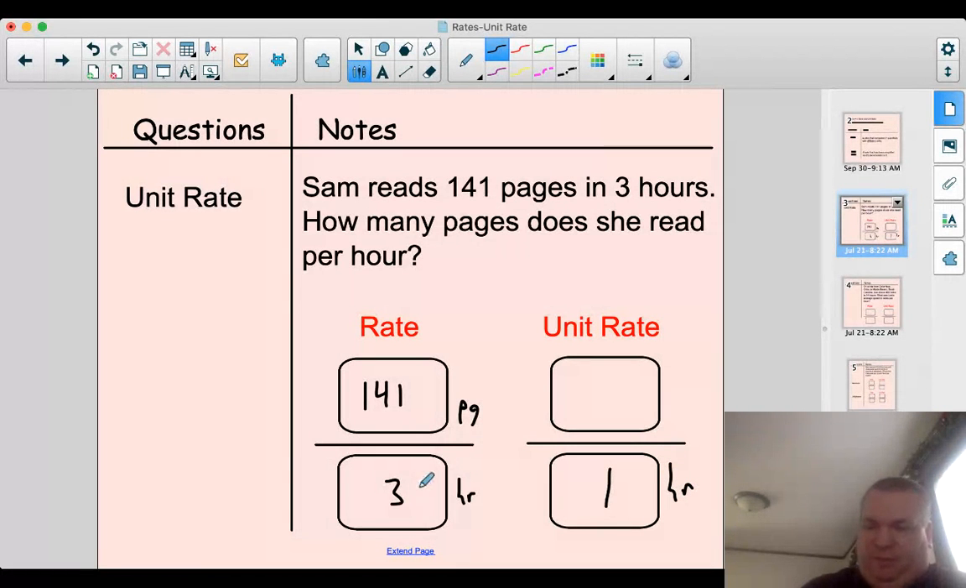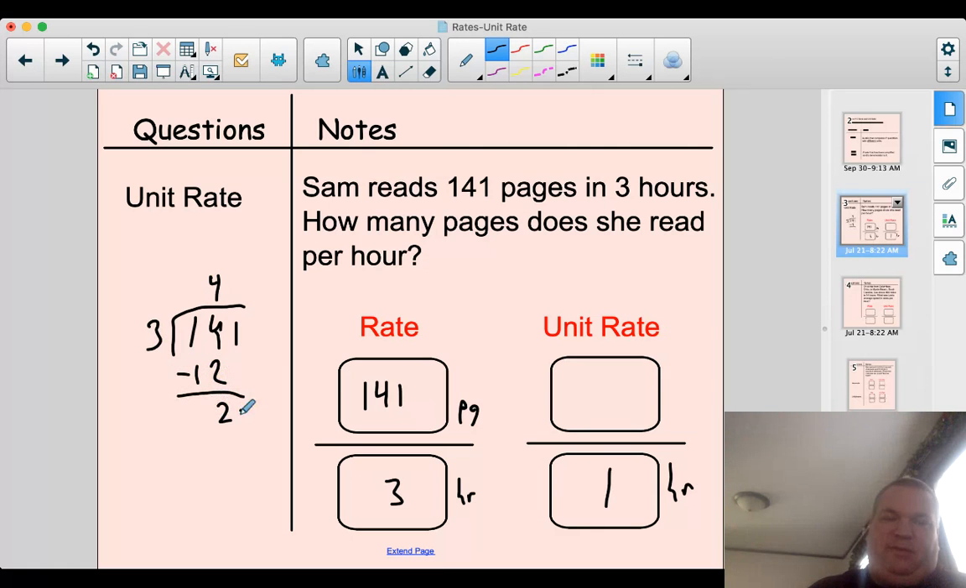In order to get from 3 to 1, remember what we know about equivalent fractions. I'd have to divide by 3. Well, that means I divide the top by 3 also. 141 divided by 3. 3 does not go into 1. It goes into 14 4 times. 3 times 4 is 12. Subtract, I get 2. Bring down the 1. 3 goes into 21 7 times. So it goes in exactly, nothing left over. So 47. If I divide by 3, I get 47 pages in 1 hour.